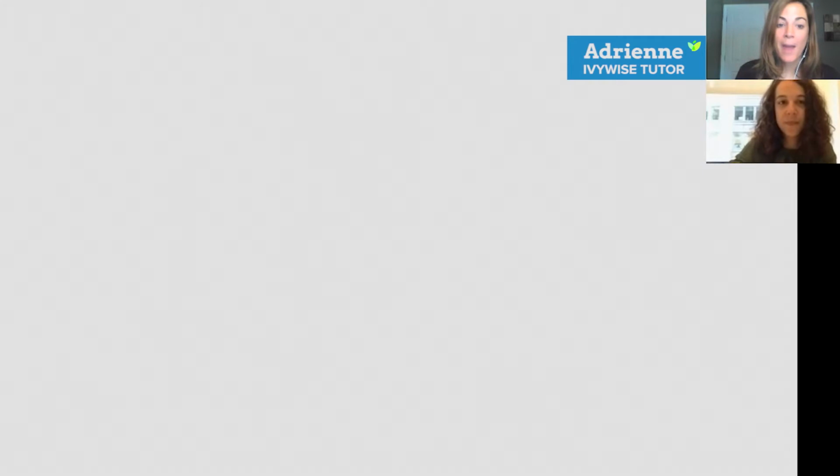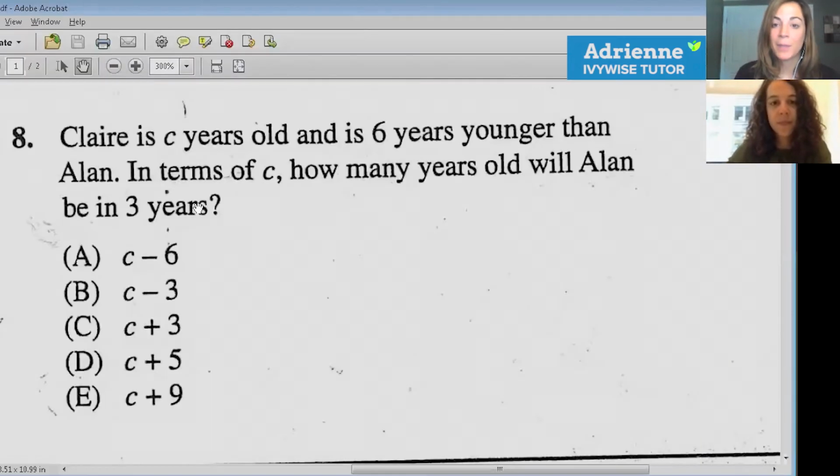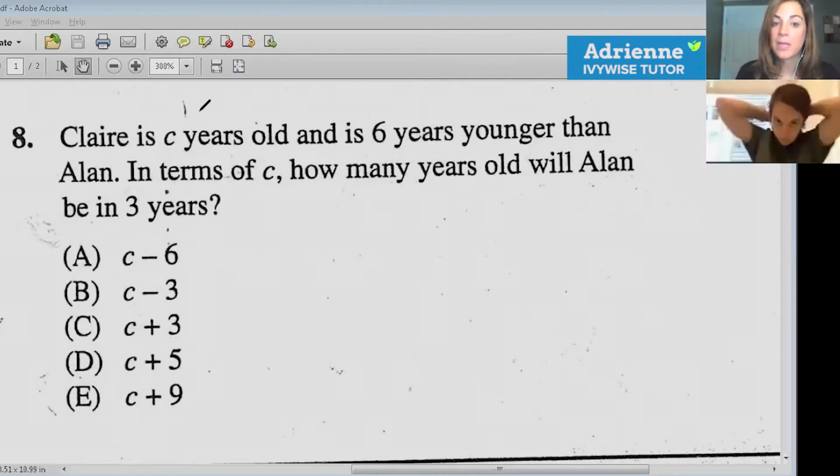So I'm going to open up a practice problem here, and I'm going to use this to demonstrate how we're going to do this wonderful strategy called plugging in. I'm going to read this problem to you out loud. Claire is C years old and is 6 years younger than Alan. In terms of C, how many years old will Alan be in 3 years?